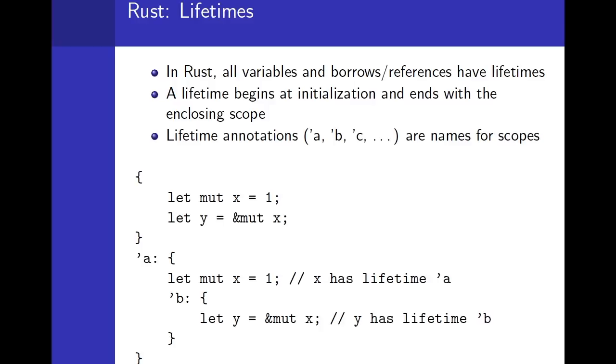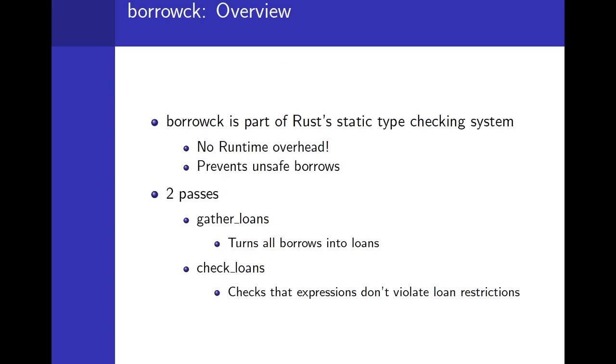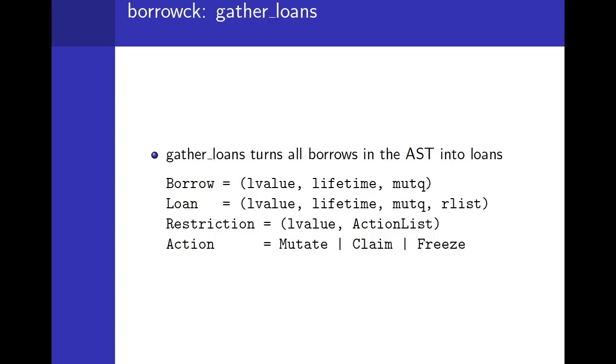BorrowCK is a part of Rust's static checking system, and it checks that a Rust program doesn't do any unsafe borrows. BorrowCK works in two passes: gather loans and check loans. Gather loans finds all the borrows in the abstract syntax tree and turns them into loans. Check loans checks that every expression in the generated LLVM IR doesn't violate any of the loan restrictions in scope at that point.